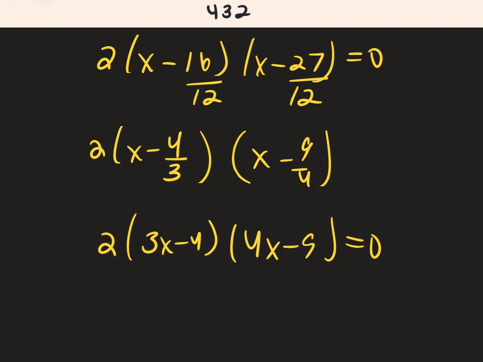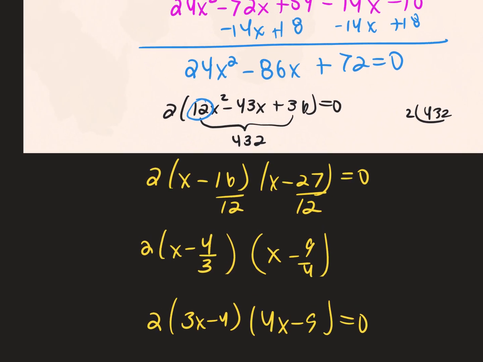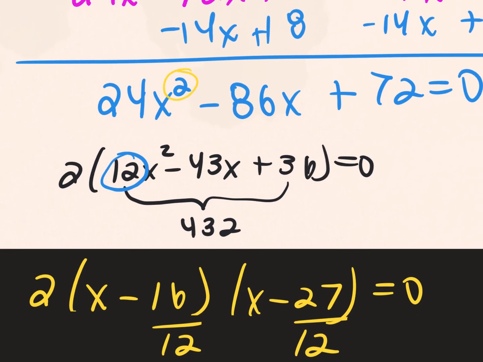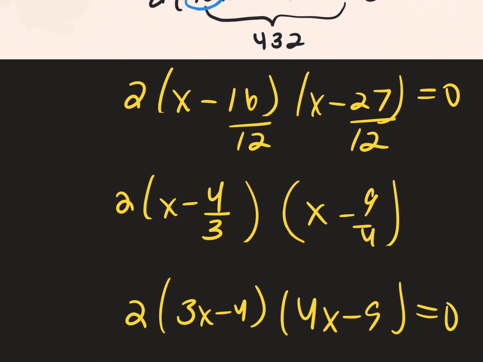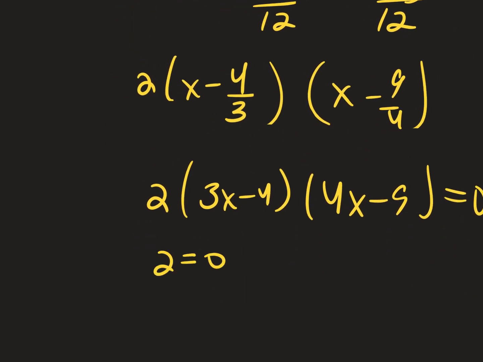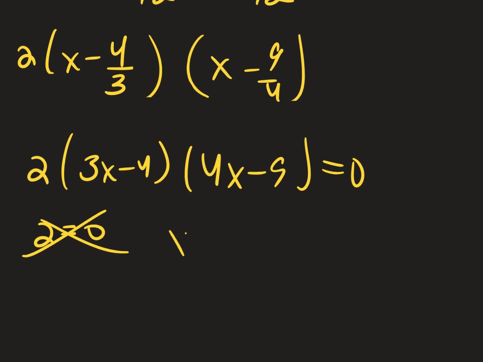So when you set all three pieces equal to 0, think about it, guys, at the very beginning. How many answers should I have for this problem if my highest exponent is a 2? I should have 2. So when I say 2 equals 0, is that a solution? No. But you can solve here. You get x equals 4/3 and x equals 9/4.